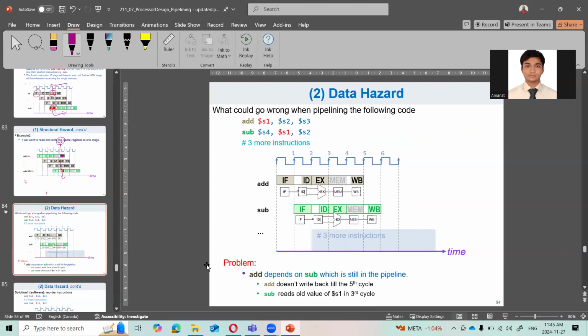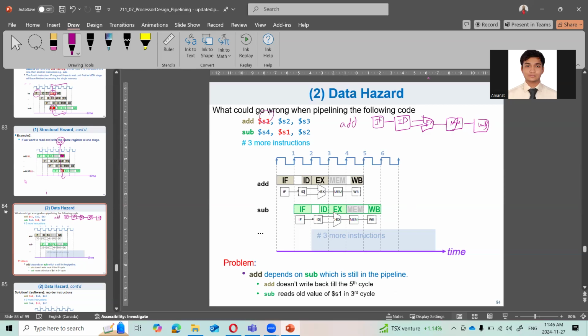Now let us look at data hazards. Let's go back to what we know. We have fetch, instruction decode, the execution in the ALU, a memory operation, and finally the write back. This is for the add operation.